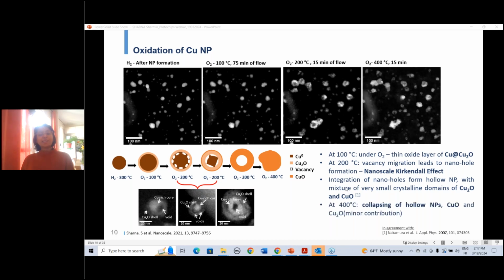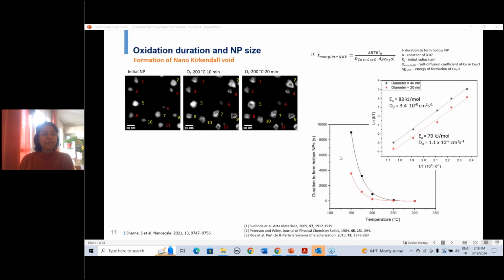Now, if we increase the temperature even further, we see that these holes will eventually collapse, and this happens due to the minimization of surface energy, which will be more stable. The particles will be more stable once they're in compact form. So that's what we see in terms of the effect of temperature.